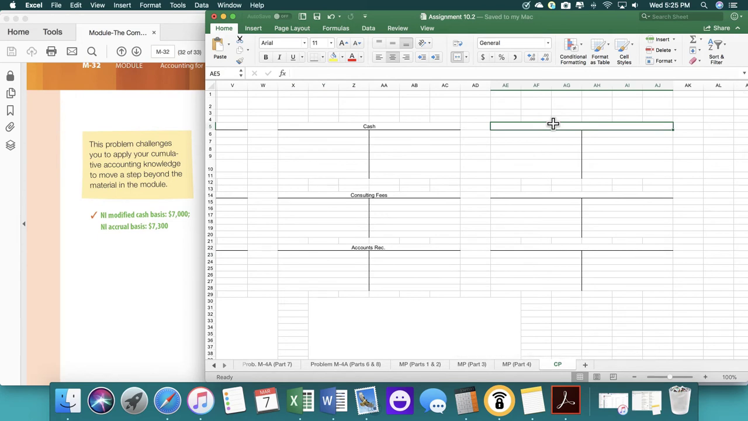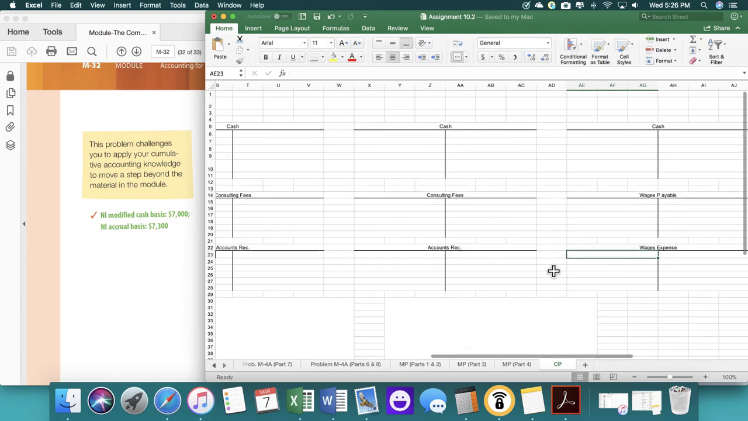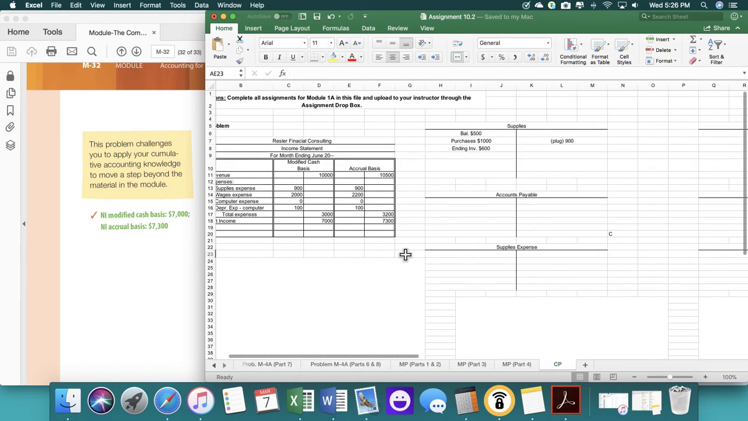And then the final would be cash, wages payable, and then wages expense. How did you arrive at the two different amounts? So just give this your best shot. If you struggle with it and you want me to look over it, let me know. But again, I'm not going to grade this that harshly just because we haven't done anything like this before.